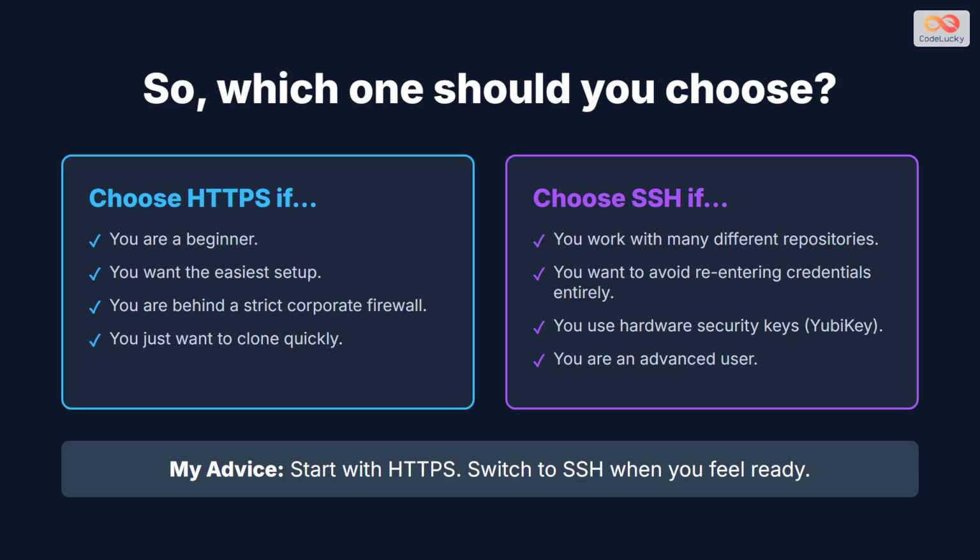So, what's the verdict? If you are a beginner, stick with HTTPS. It is easier to troubleshoot and works everywhere. However, if you're becoming a power user, switching to SSH is worth the effort. It's fantastic for working with multiple repositories without ever dealing with login prompts.